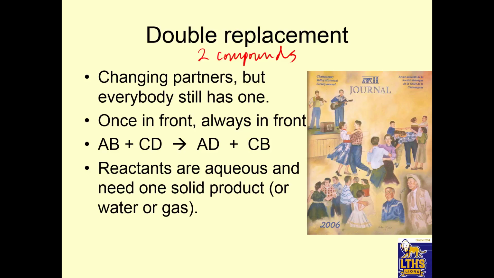You have to look at the formulas of the compounds. So partners A and B, notice A still is in the front of a compound because once in front of a compound, you're always in front. And so B and D did the switcheroo.